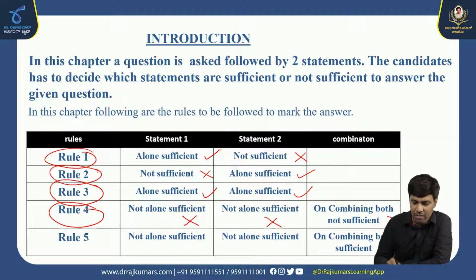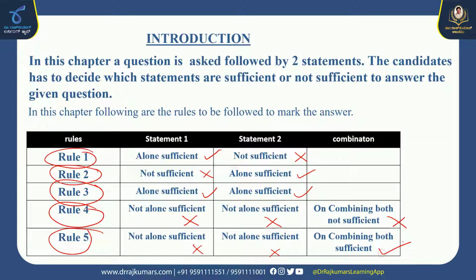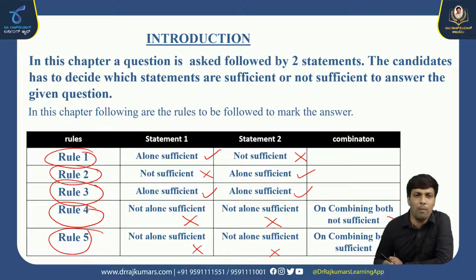Coming to rule number 5, statement 1 is not sufficient and statement 2 is also not sufficient. On combining both the data, we may get sufficient data to answer the above question. In that case, we need to mark our answer as rule number 5. These are the rules to be followed to mark the questions of data sufficiency test. Okay, let me move on to our problems now.